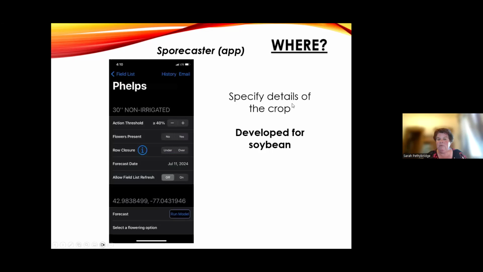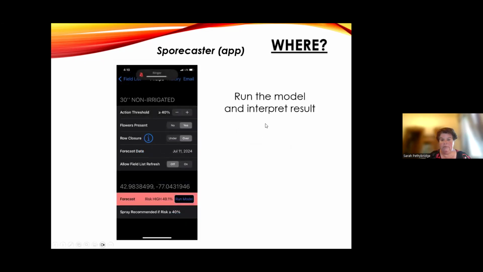You can also specify more details of the crop, whether the flowers are present or not at this particular location, whether you've got row closure, the date that you can work it backwards or forwards, and you can then select to run the model. So again, this was developed for soybeans. It probably requires some optimization for dry beans and probably some local testing for the Northeast, but it's just an indication to try and support your thoughts about whether it is a white mold year and or location for your particular crop.